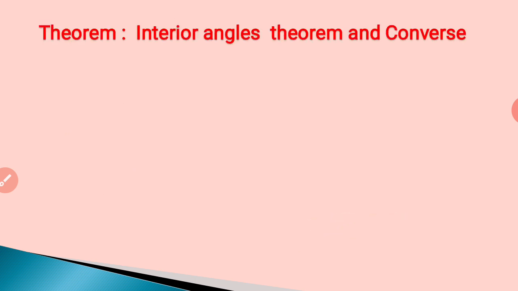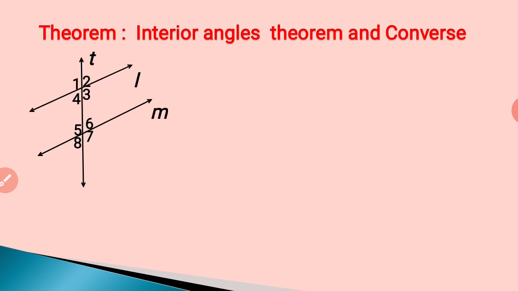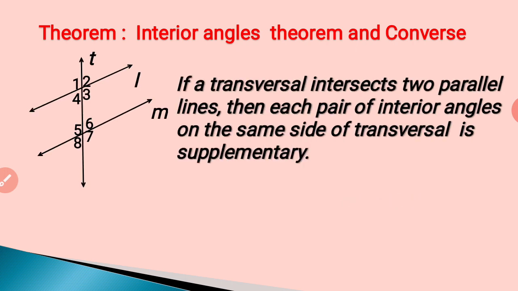Let's take on the last type of angles here. They are interior angles, and the statement of the interior angle theorem is, if a transversal intersects two parallel lines, then each pair of interior angles on the same side of the transversal is supplementary. Here we have to focus on the word supplementary. Regarding corresponding angles and alternate interior or alternate exterior angles, they were equal, whereas when we talk about co-interior angles, they are supplementary.